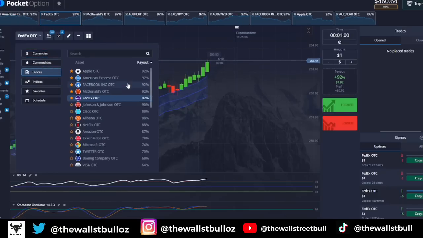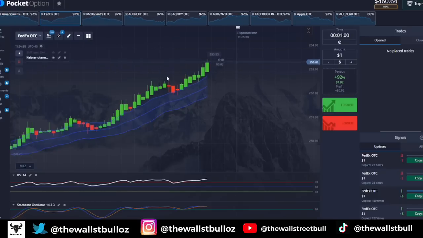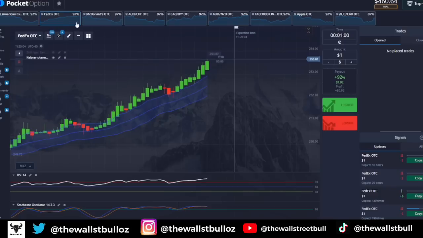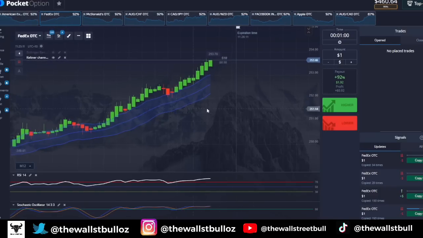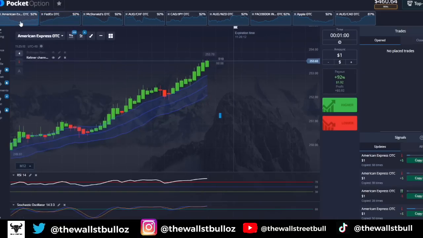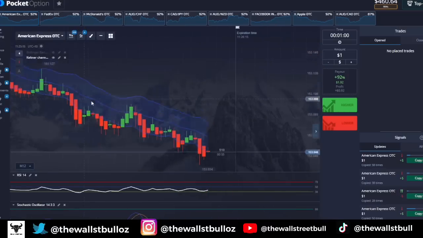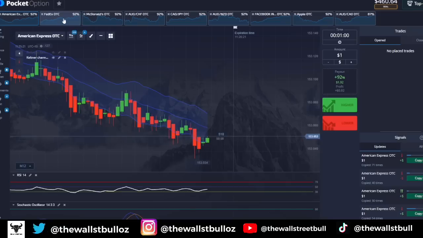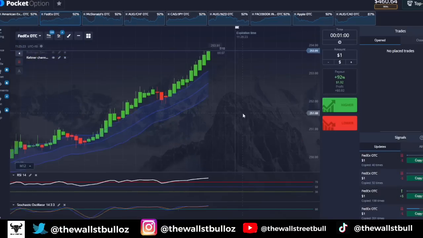Interesting. Anyway, as an example, I've got my favorites up here. You can set your favorites, check out what's going on, and just have a really good view of it. FedEx is the one I'm on at the moment. But let's have a look at an example for my strategy. Let's go to American Express. You can see the candles on the 10-second charts are not doing too well. So let's try and find something a little bit better.